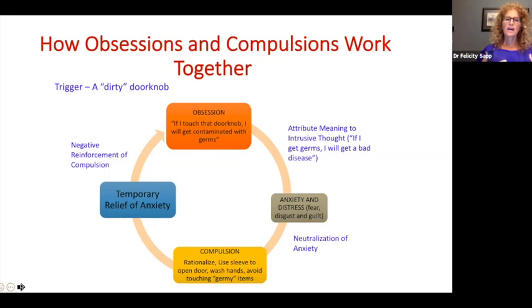So now the person has done something, either physically or mentally, that gives them relief from anxiety. The next time they have that scary thought or get in that situation, they're going to want to do that same behavior again and again. And that talks about how we're getting caught in that OCD loop.